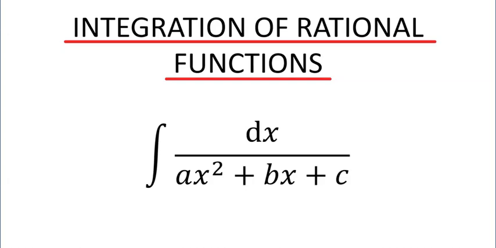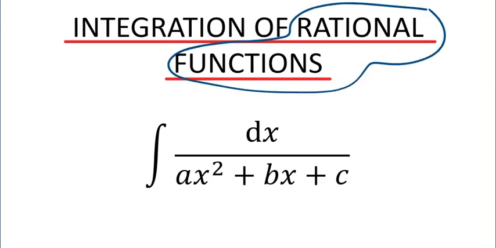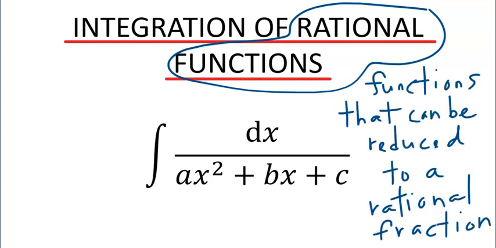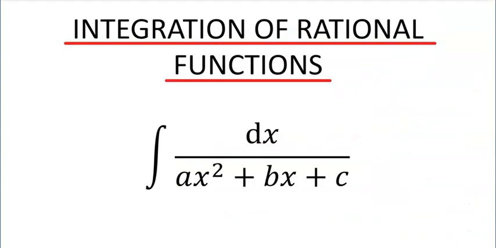In this video, we shall look at integration of irrational functions. Now, a rational function is a function that can be reduced to a rational fraction. A rational fraction is a fraction whose numerator and denominator are polynomials, such as this one. So this integrand has a numerator of 1 and a denominator of a quadratic function. So this is indeed a rational fraction.